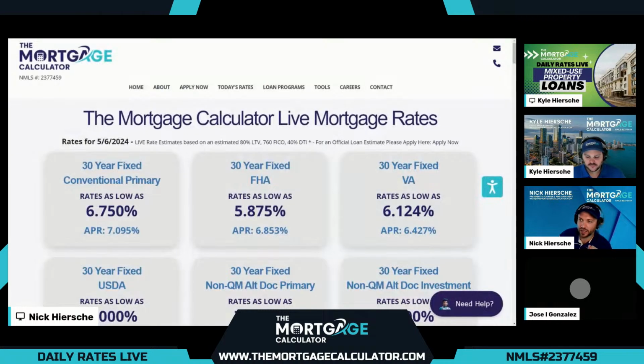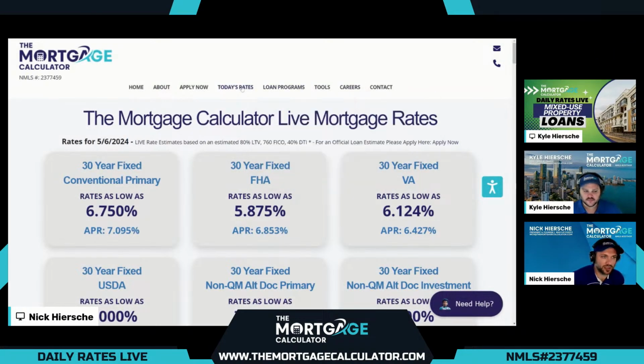Let me go ahead and share the screen here. So this is our page. Anybody can see it on our site. Just click on today's rates and you'll be able to see this. Today's rates, first up, are 30-year fixed conventional primary, typically the first option for most borrowers looking for a standard primary home. Rates today come in as low as 6.75, but make sure you cue in on the APR here, 7.095, as that's what we use to compare across the programs.